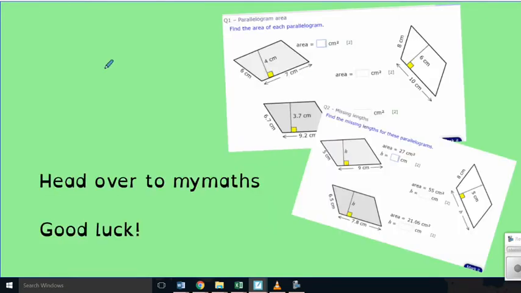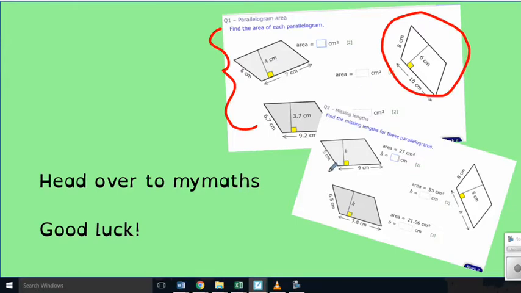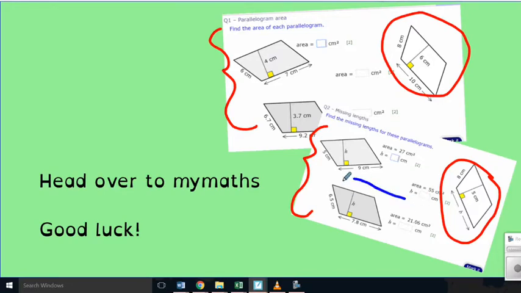So, your job now is to head over to my maths again. So, part 1 here, you are finding the area of the 3 parallelograms. Okay? Don't forget to tilt your head for this one here. And for question 2 here, you need to find the missing lengths. Okay, so this one, it isn't the height, it's the base, but it's the same thing. Base times actual height makes your answer. So what's the missing number going to be? Okay, and this one, you can use a calculator.